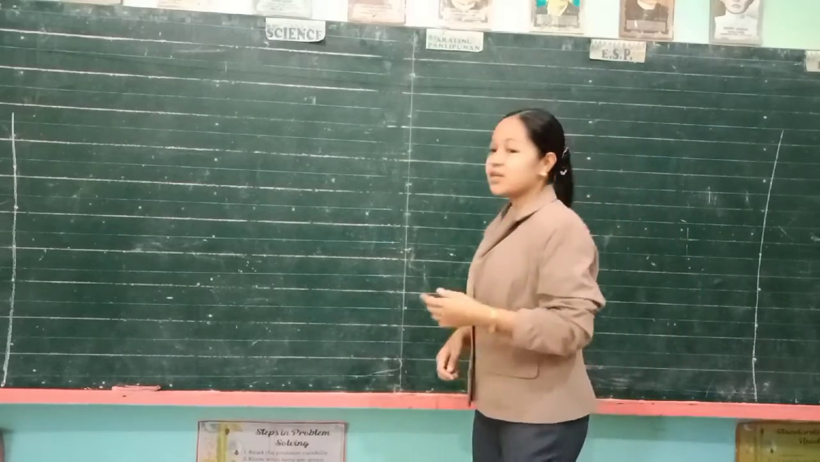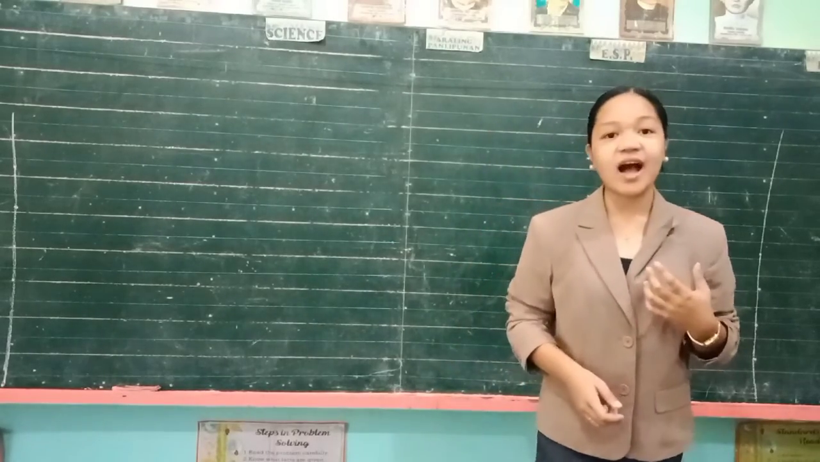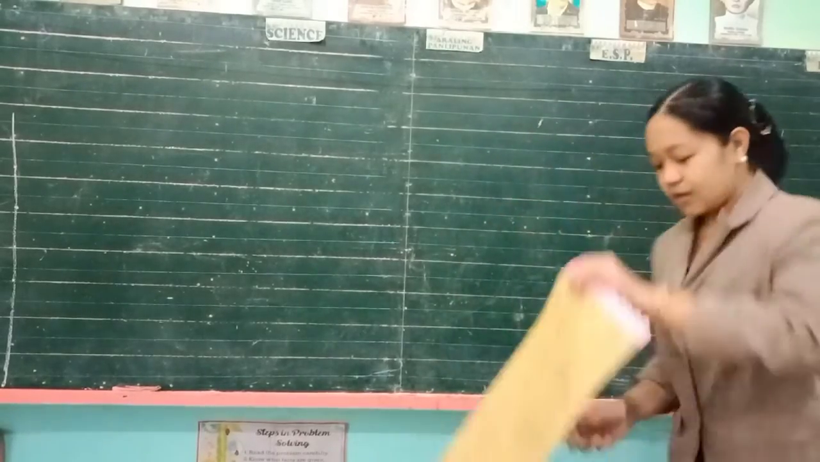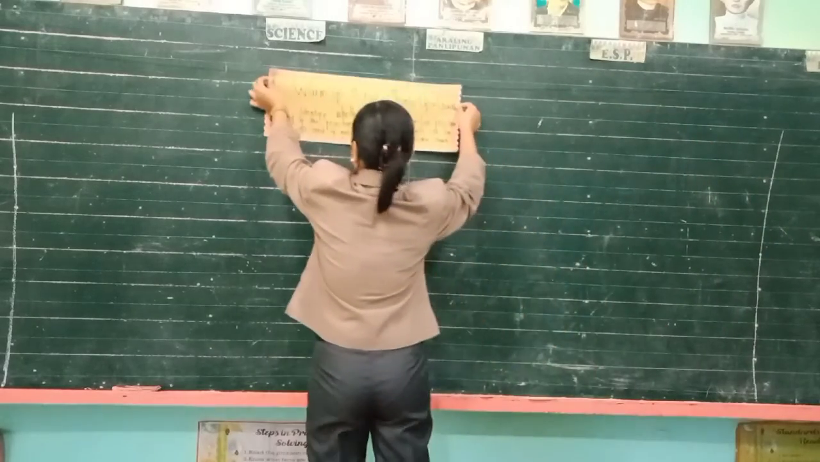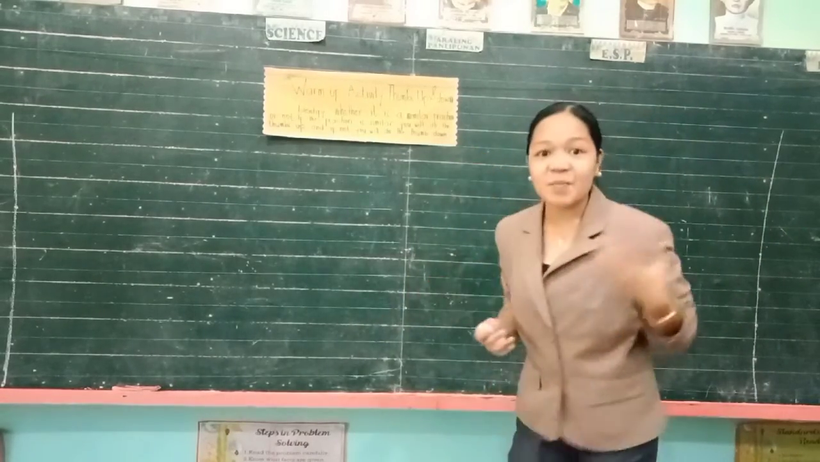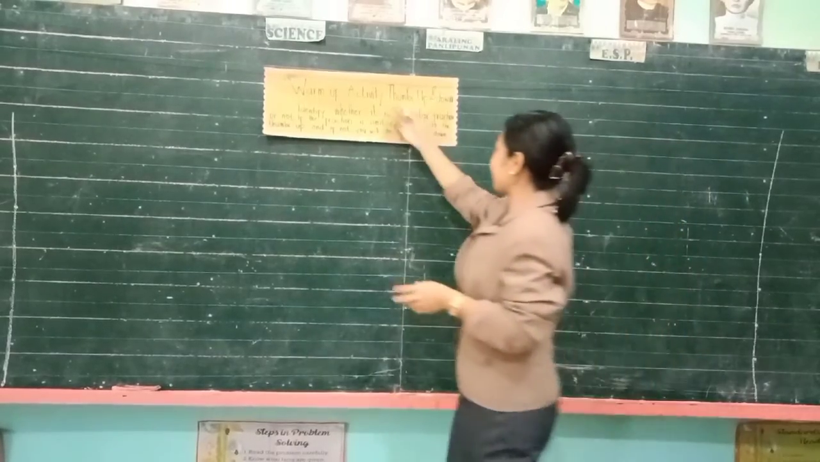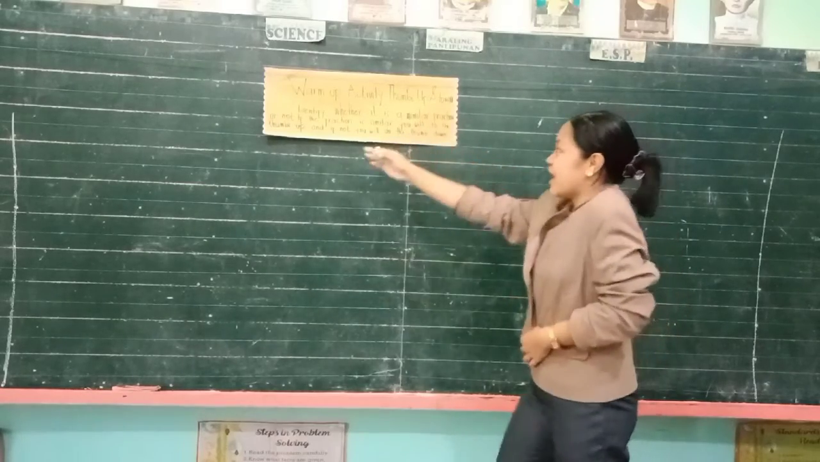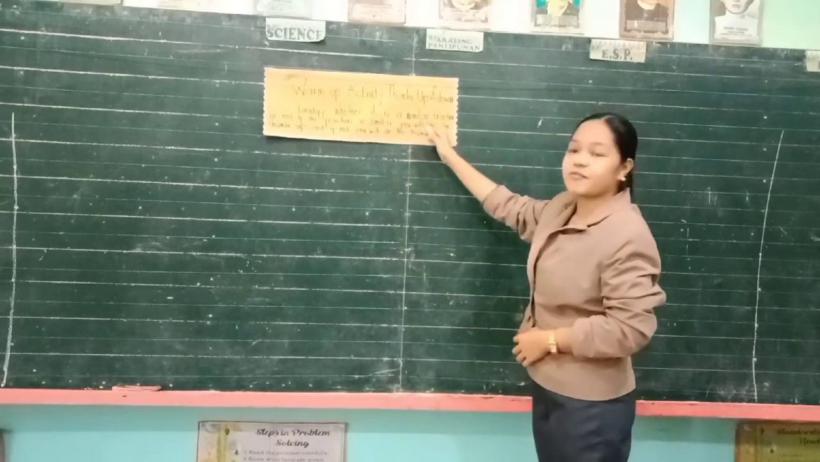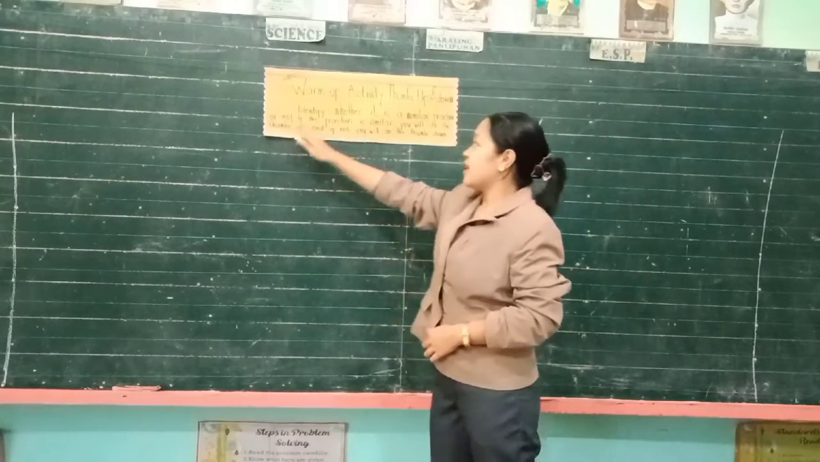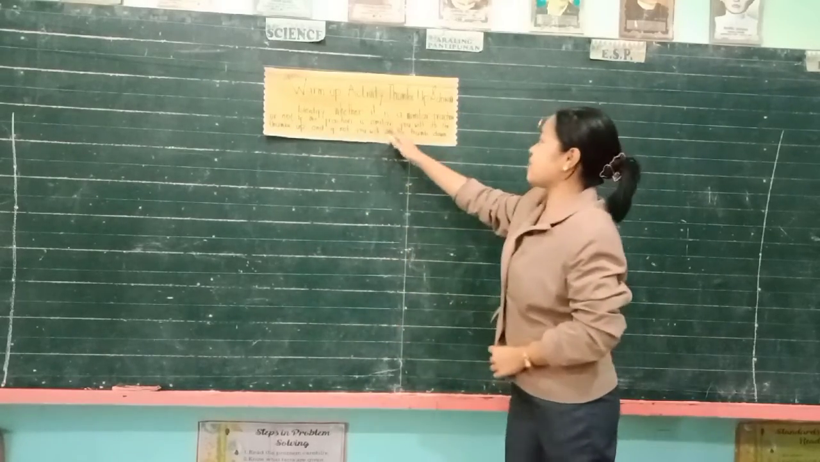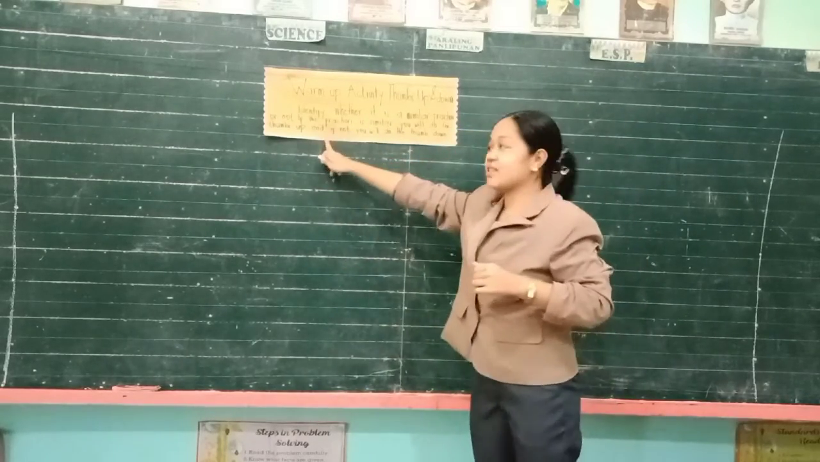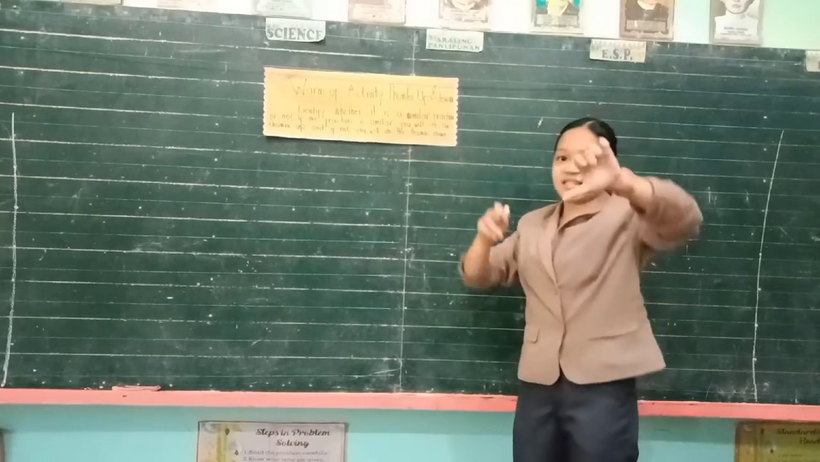Very good. So now, I have here a prepared game. I have prepared a warm-up activity. The activity is thumbs up or down. Identify whether it is a similar fraction or not. If the fractions are similar, you will do the thumbs up, and if not, you will do the thumbs down.